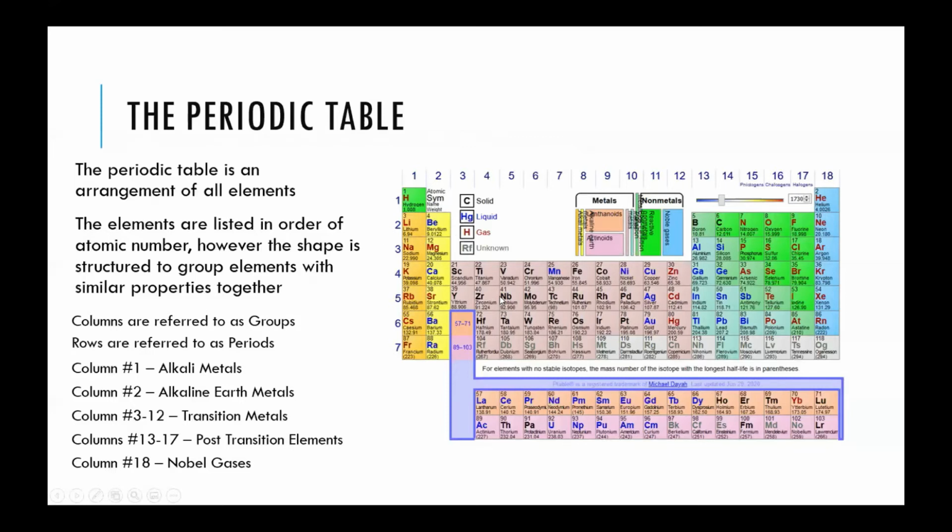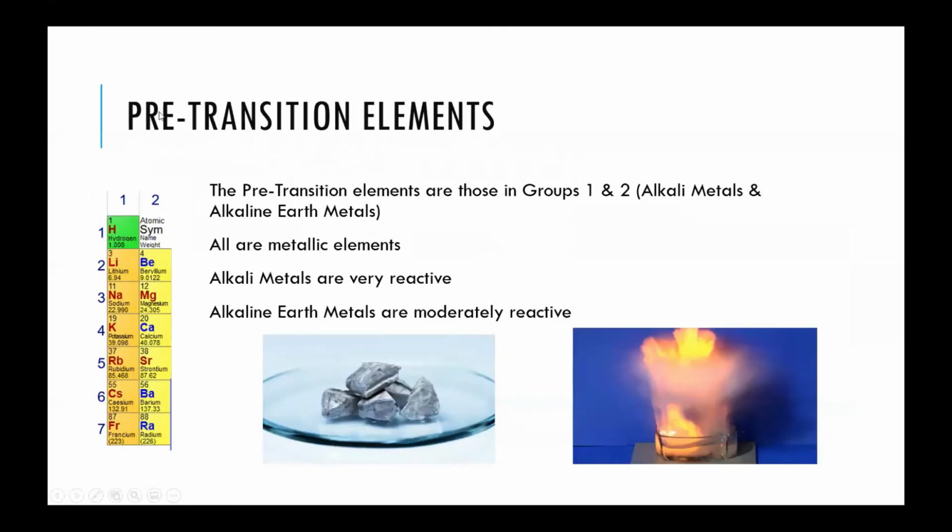So the different groupings: in this middle area that has a separation between the left and right are the transition metals, very appropriately named. Before the transition metals on the left-hand side are the pre-transition elements, the post-transition elements after the transition elements, and rare earth elements. Now, in these pre-transition elements, the individual groups have specific names.